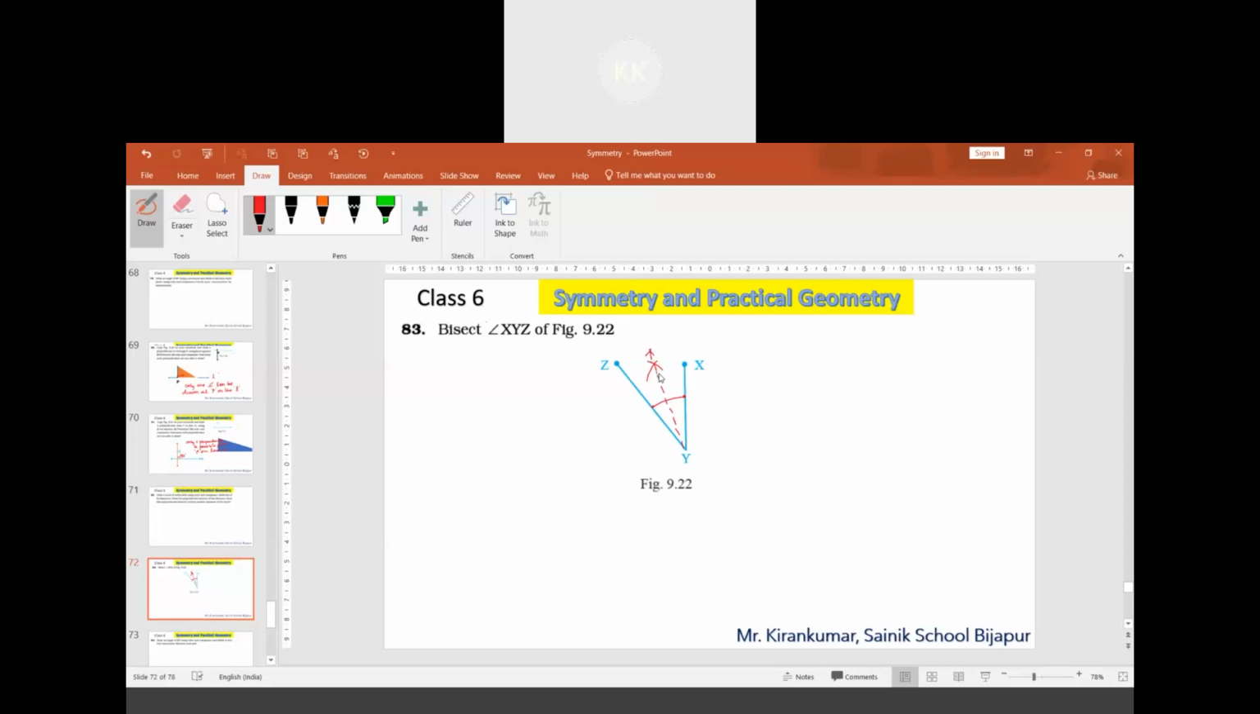Suppose I name this as a ray YA, this ray YA bisects angle XYZ, which means that the measure of angle XYA will be equal to the measure of angle ZYA. This will be half of angle XYZ. You know the procedure, right? So you can easily do it. It's not very difficult.